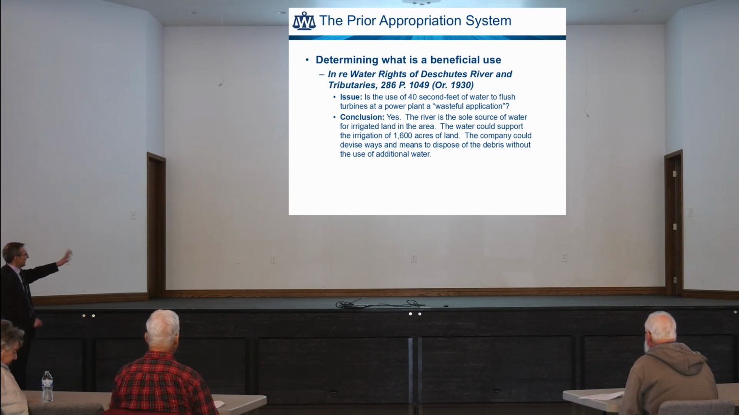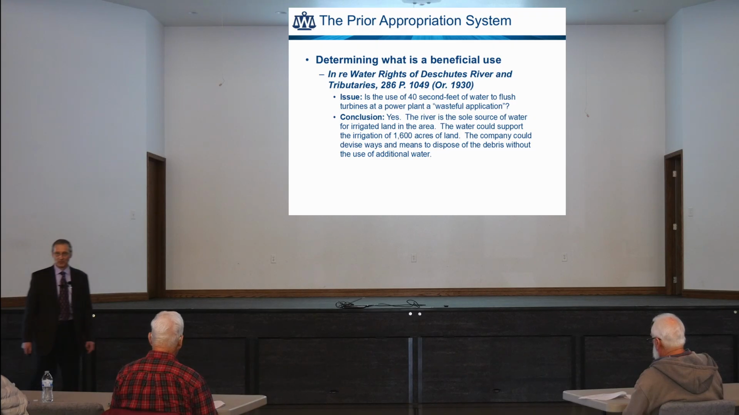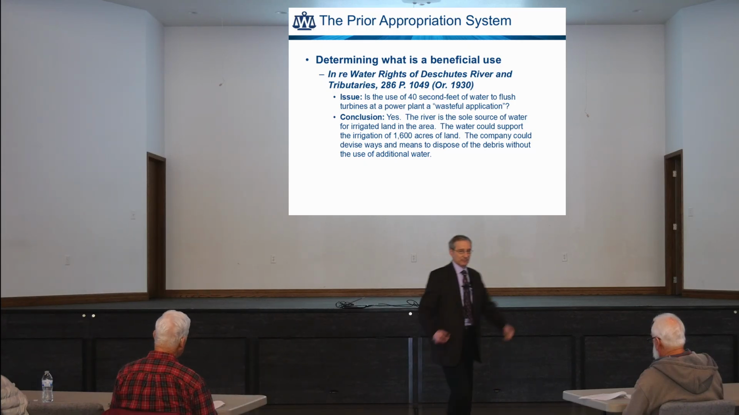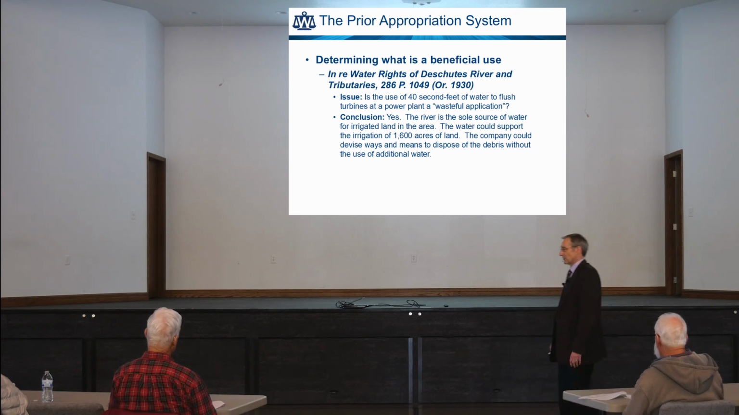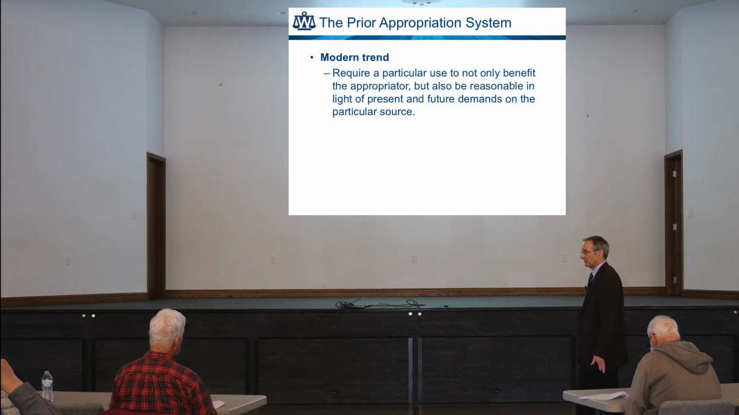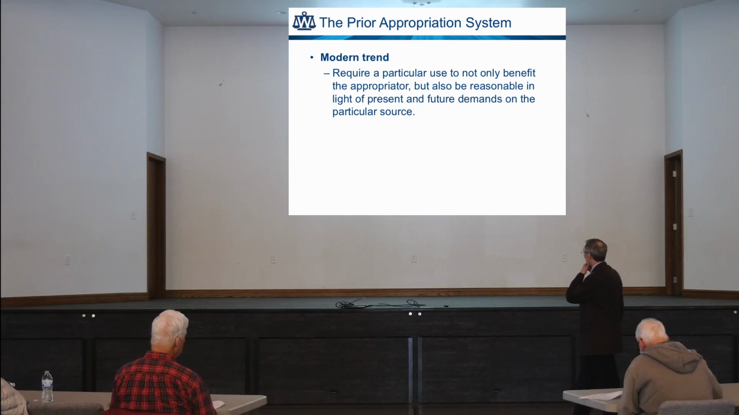power plant. And the reason they said was they looked at the surrounding circumstances. They said the river is the sole source of water for irrigated land in the area, and that water could support the irrigation of 1,600 acres of land. So the company, they said, you need to devise ways and means to dispose of the debris without the use of additional water. So they pared back the amount of water to what the court felt would be a useful amount of water to flush those turbines out without impacting irrigators in the area. So that's an old case. It's 95 years ago, but you see the application there of the beneficial use doctrine.